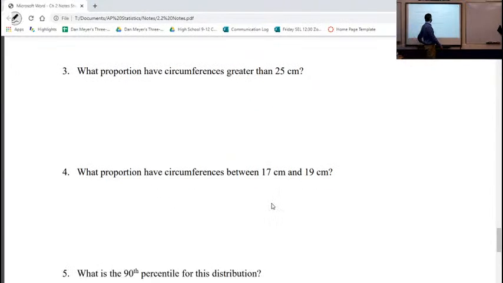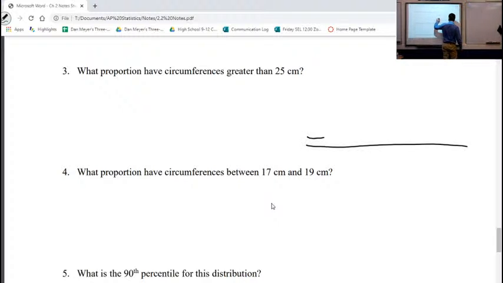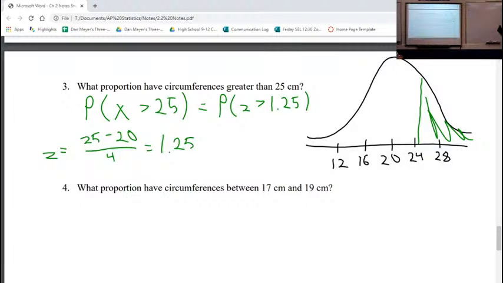Next, circumference greater than 25, so we're going to draw the same curve. This is what I want you to try. And again, this is another reason the diagram is helpful. I'm going to be asking you to draw the diagram on all these because I think it's really helpful for you to get that visual idea.